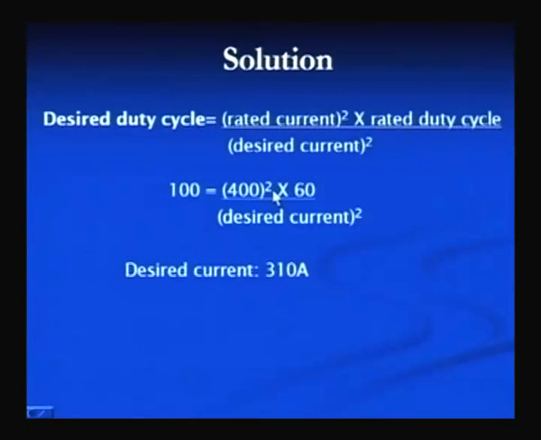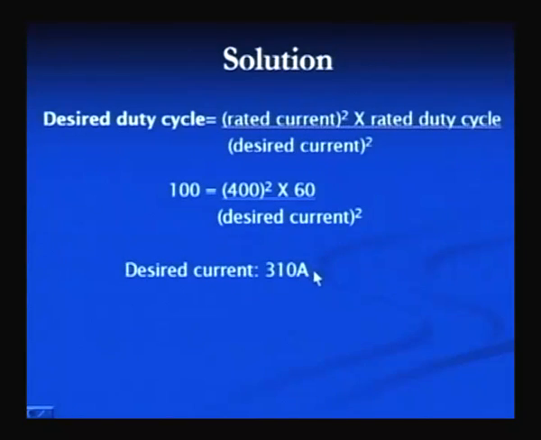So, here the same equation can be written like this: the desired duty cycle is equal to the rated current whole square into the rated duty cycle divided by the desired current whole square. Here the desired duty cycle is 100 and the rated current is 400. So, 400 whole square into the rated duty cycle of 60, divided by the desired duty cycle of 100, and on solving we get 300 ampere current.